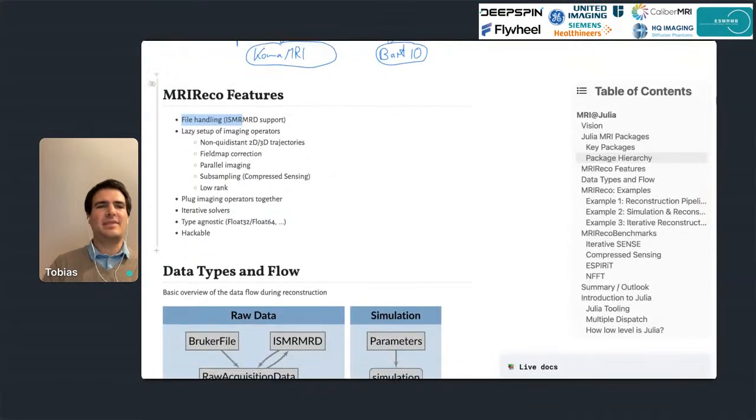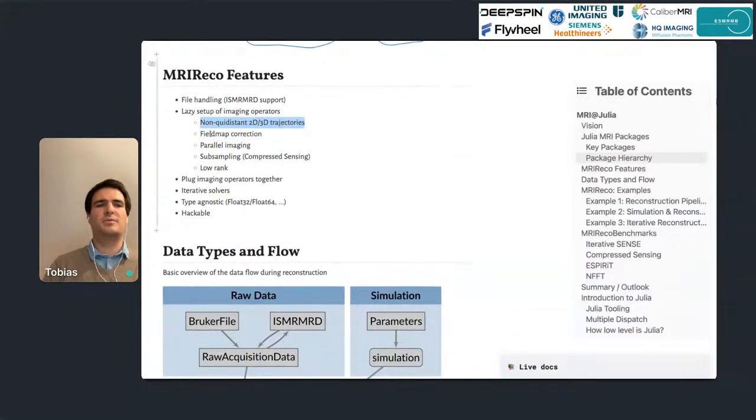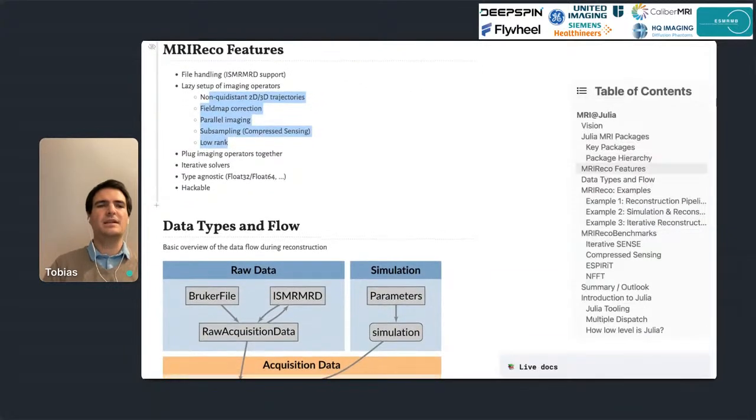Then the most important thing, I think, is this lazy setup of imaging operators. And there we have several things. We, of course, support non-equidistant 2D and 3D trajectories, field map correction, parallel imaging, subsampling, and also have some experimental low-rank code. So I think this is nowadays pretty standard. But it's nice to have all this in one library.